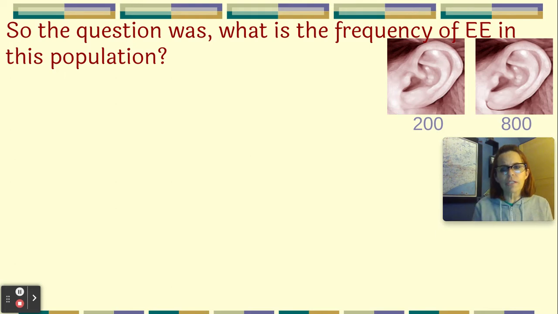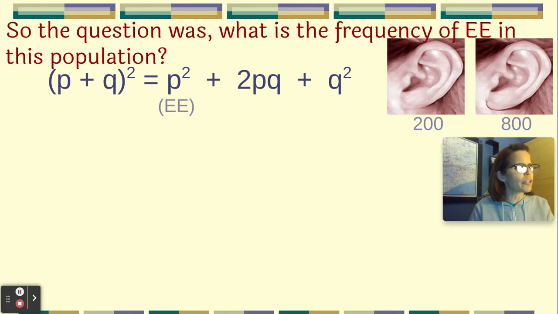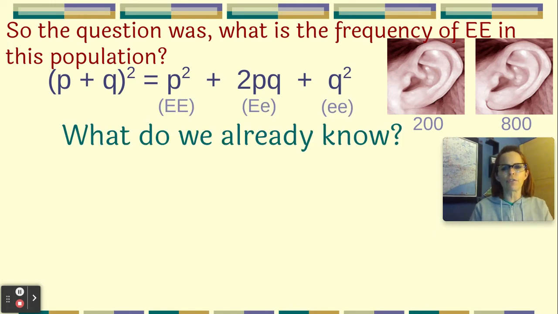We can tell that the recessives are that 200 out of 1,000. We can see them. We can't see the homozygous dominant versus the heterozygotes. They're all clumped together. So this is what we use the equation for. So reminding you, P squared is homozygous dominant and so forth and so on.